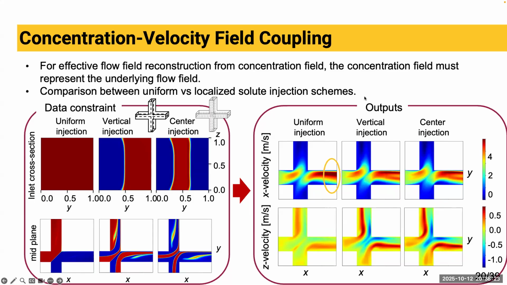Now we see the PINN predictions on the right. The uniform injection didn't really show the weak velocity field pattern near the outlet, and the Z velocity magnitude was very off compared to the other injection schemes. So how you create the concentration field really matters for the performance of the PINN.